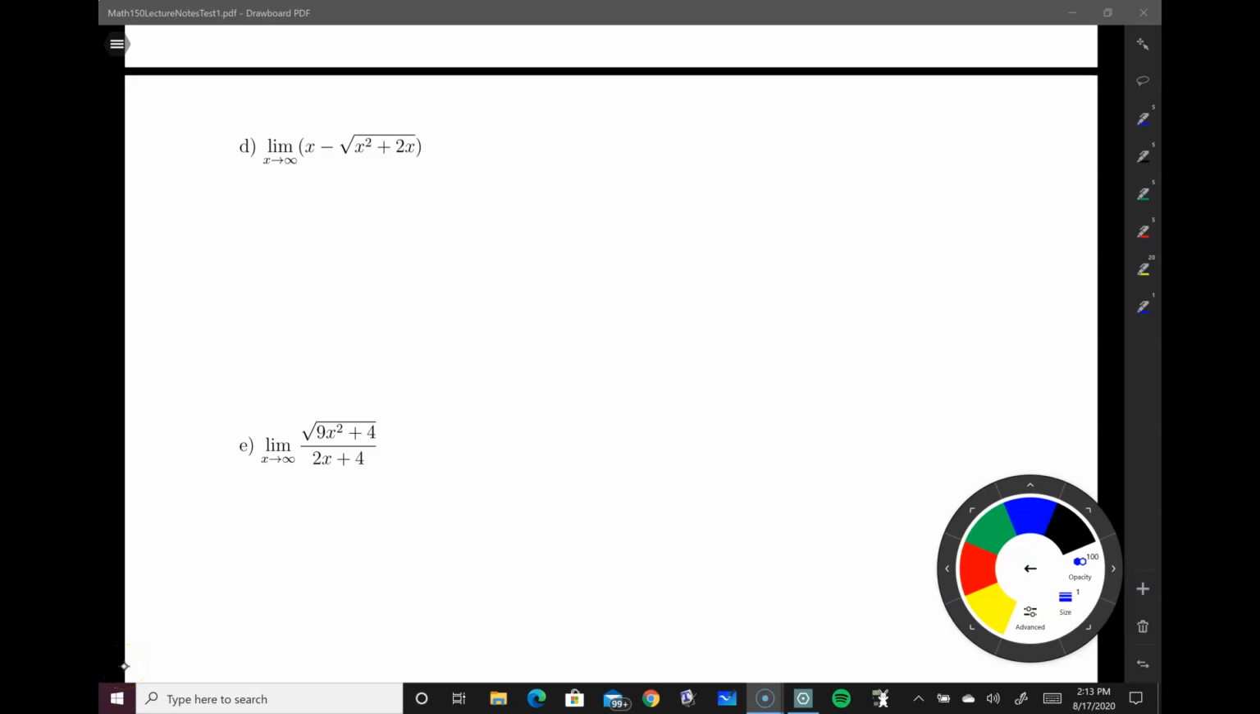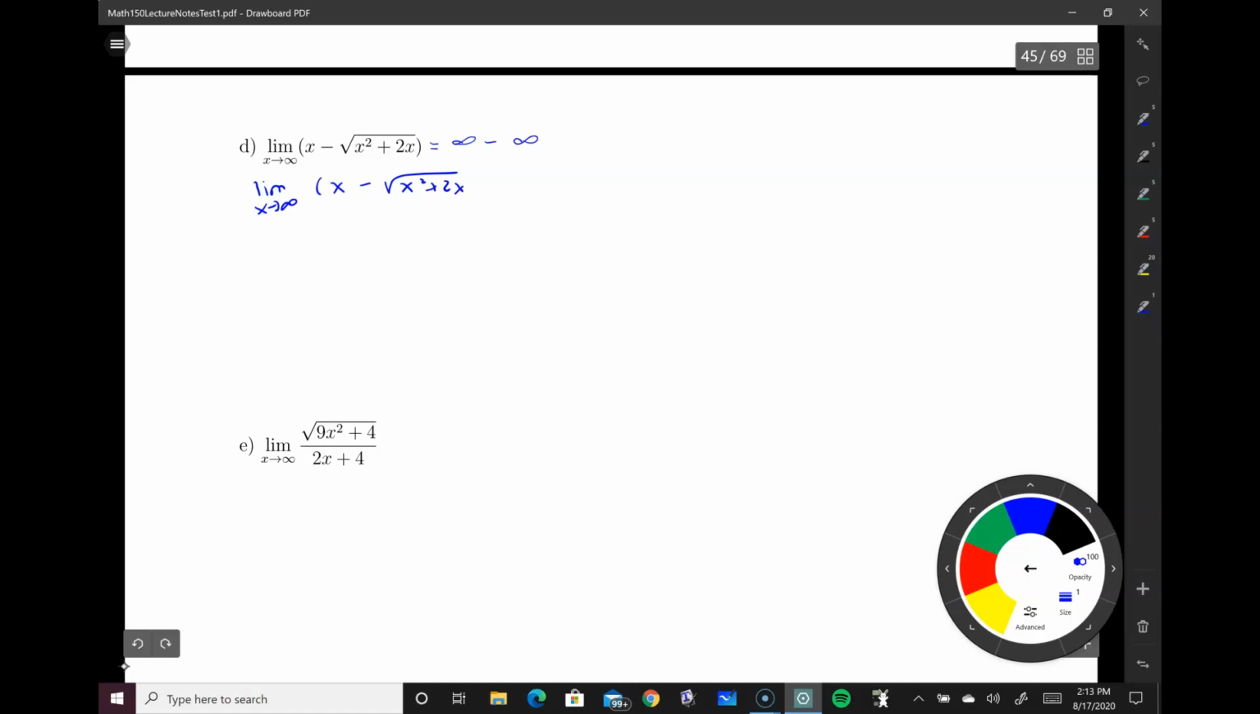Okay, so moving on with limits with infinity. If I plug in infinity, I'd get infinity minus infinity. That is an indeterminate form. That means nothing, so I need to do some algebra. So I am going to take this, and we've done this many times before. I am going to multiply by the conjugate.